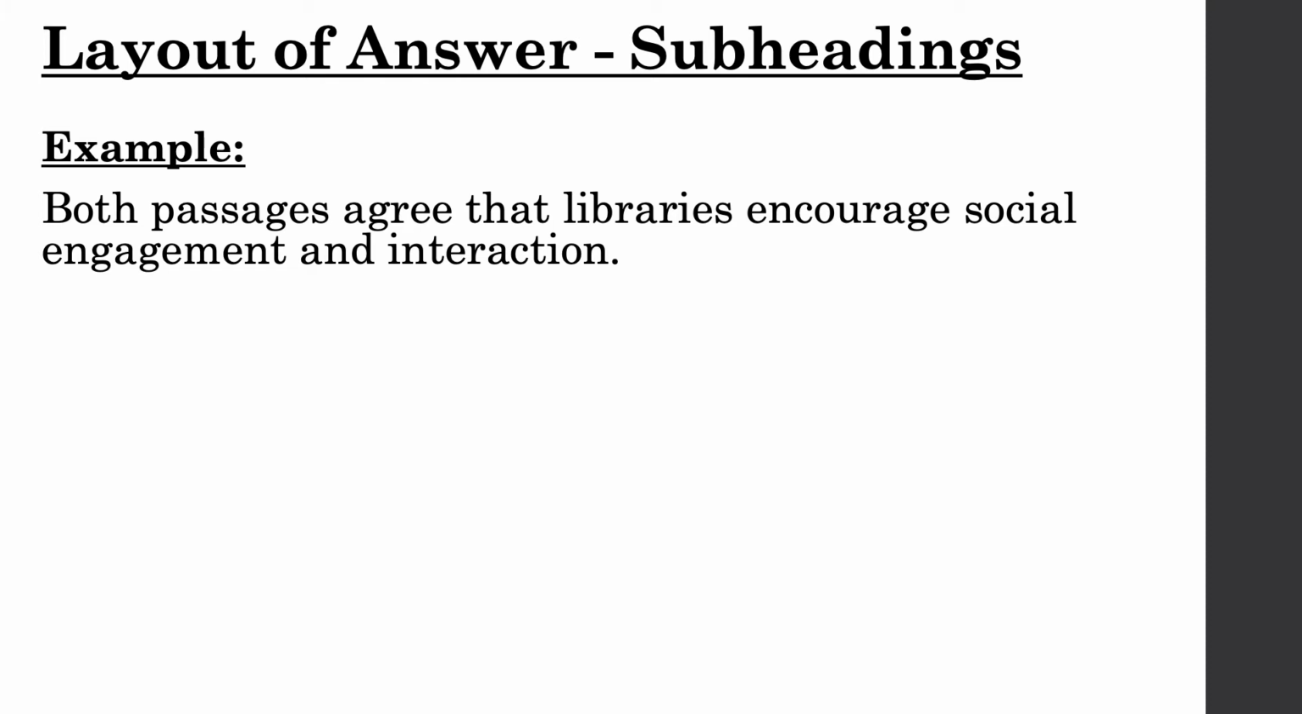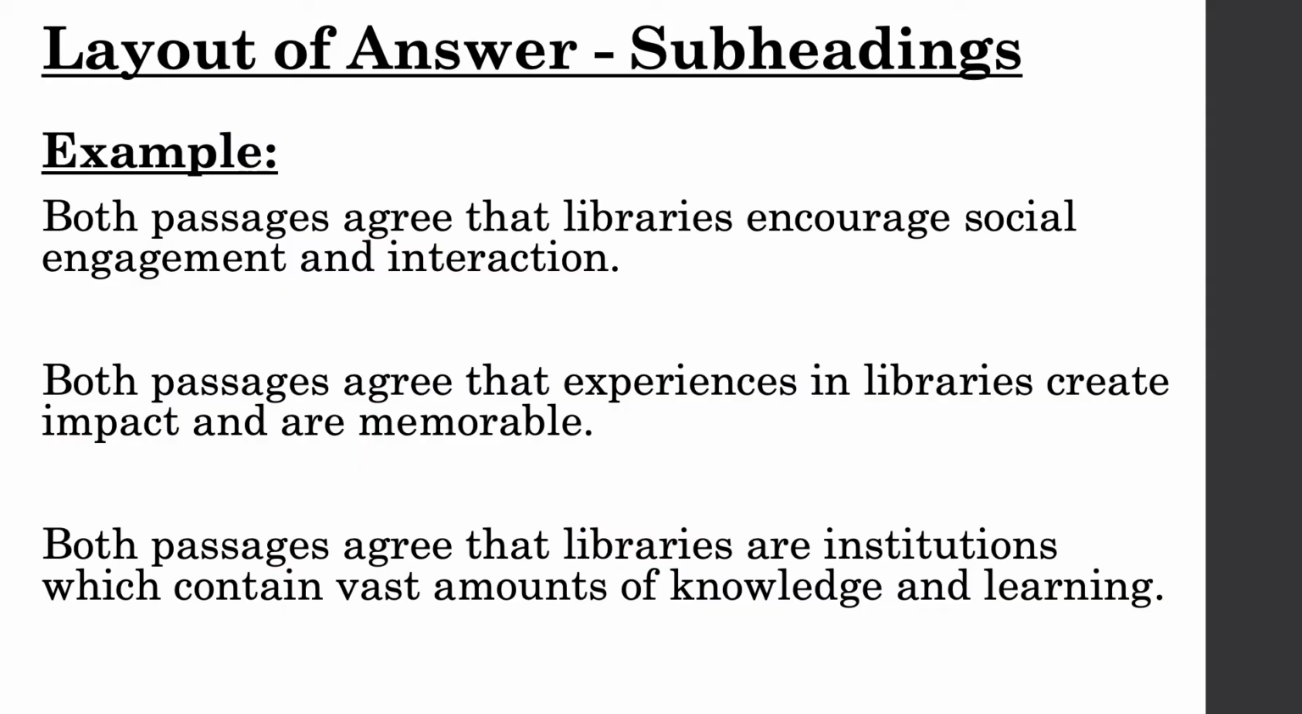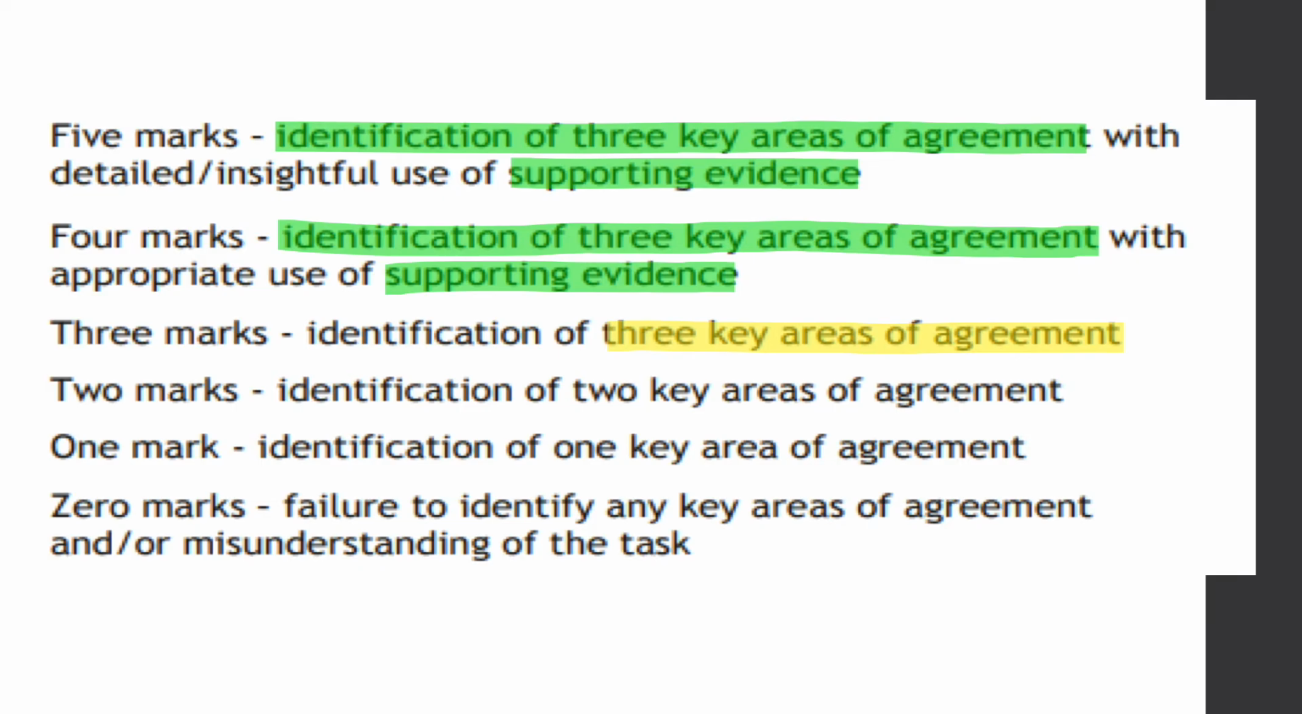Here's an example. Now, so far I will only have gained 1 mark, and as we previously said in the marking scheme, in order to get 3 marks, you need to identify 3 key areas of agreement. So here are my 3 subheadings, which each identify ways in which passage 1 and passage 2 agree. At this stage, you will have achieved 3 marks because you've identified 3 key areas of agreement. However, in order to attain 4 or 5 marks, we need to do a bit more because, as specified in the marking guide, we need to use supporting evidence to support these points.